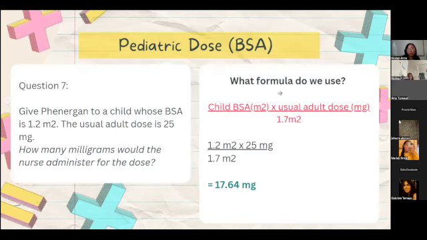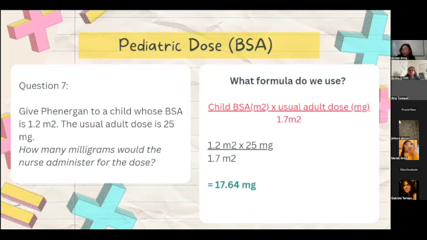So I'm going to go to the next one. This is the formula. If you don't know it, go ahead and take note of it. If you know it, perfect. As you can see, I just plugged everything in, and then your answer should be 17.64. I didn't add any practice questions for BSA.